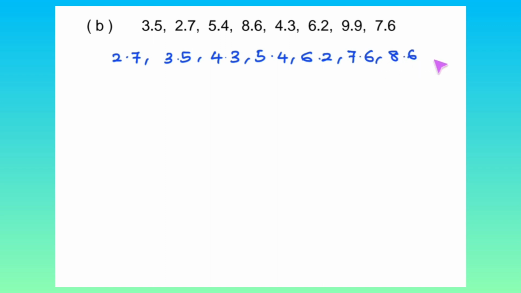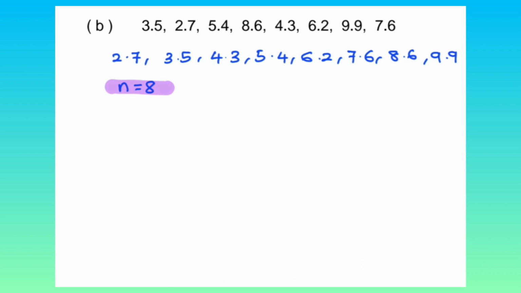Okay, for the second example, we need to arrange the given data in ascending order first. So we have here 2.7, 3.5, 4.3, 5.4, 6.2, 7.6, 8.6, 9.9. From here, just identify how many data are given: 1, 2, 3, 4, 5, 6, 7, 8. So we are given n is equal to 8.